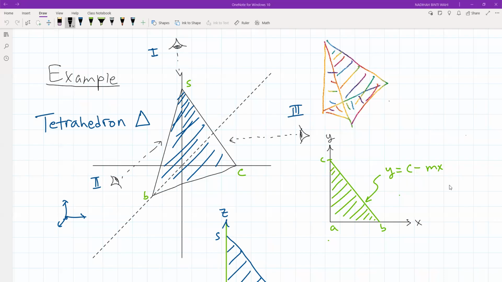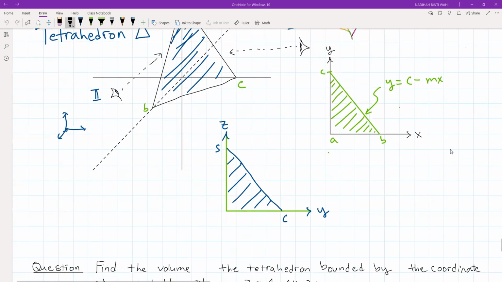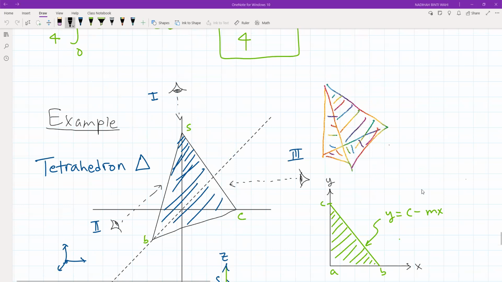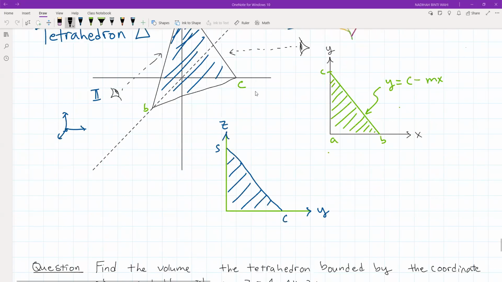Okay, so in triple integral, we have the same thing, type 1, type 2 or type 3. It depends on where you are looking at. Okay, if I look at the XY plane, I look from the first view. So this is on the XY plane, or I can also make it into the ZY plane from this second viewpoint. So this is type 2. And this is type 1. And the rest is type 3.